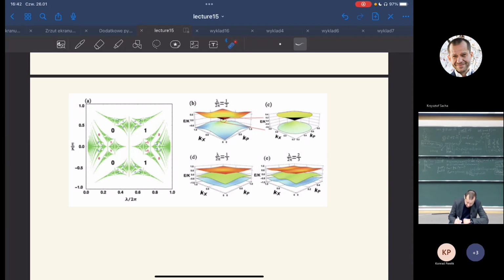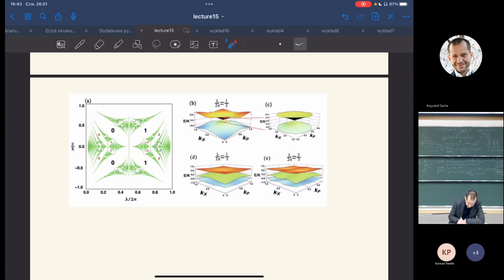When lambda over 2 pi is equal to 1 over 3, then we have 3 bands. So we are more or less at this position. There are three bands. But when we switch to the value 2/3, then we are actually here. We again have 3 bands, but each band is doubly degenerate. And this is the result for the phase space crystal with the square lattice structure.